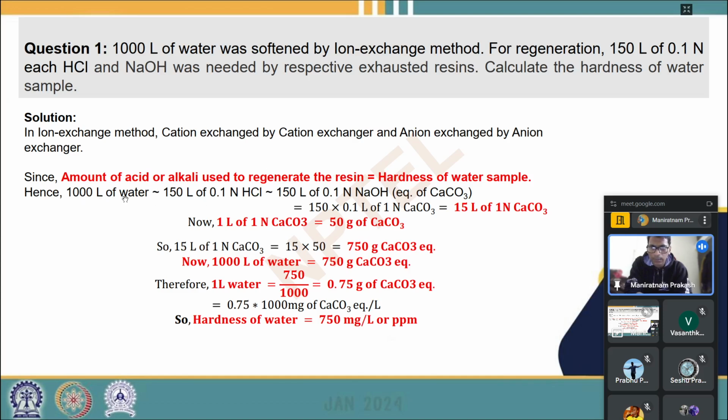Okay? Then here we can see that 100 liter of water, then 150 into 0.1 of one normal HCl, then 15 liter of one normal. This is 50 equivalent of carbonate. We know the equivalent of carbonate, then we will multiply it by the equivalent weight of CaCO3, that is 15 into 50, then 750, and then we know the volume. Then we will have 0.75 gram CaCO3, and we can convert it, and from here we can say that it is 750 milligram per liter as CaCO3. Remember, as we are converting everything in terms of CaCO3, it will be 750 milligram per liter as CaCO3.